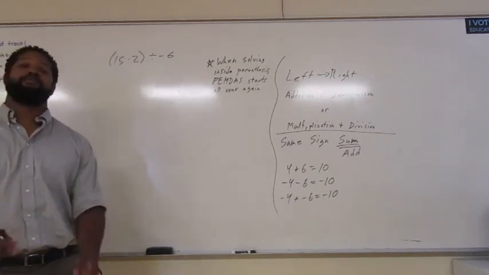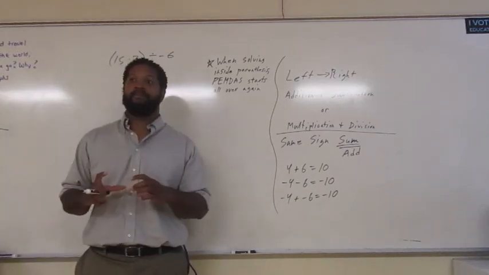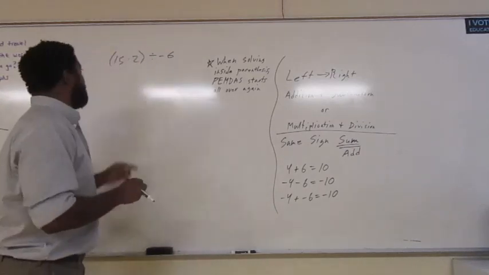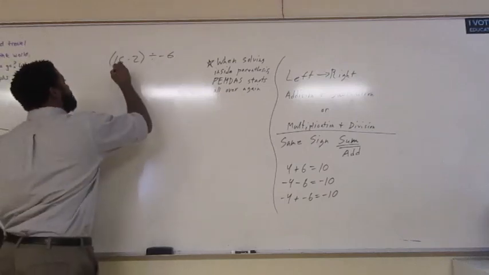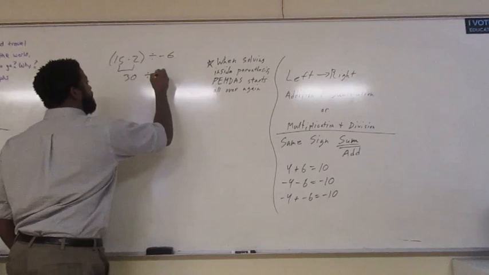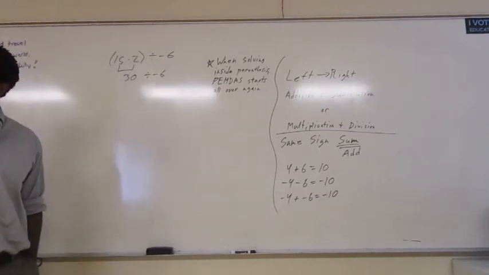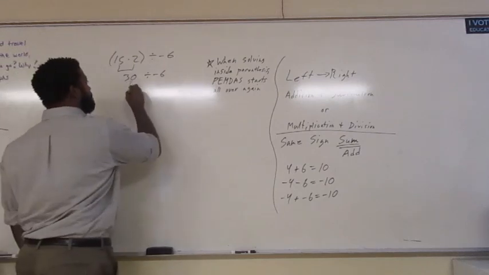And when you go inside parentheses, PEMDAS starts all over again, okay? All over. So, 15 times 2, 30. Bring down the division sign of negative 6. That would be negative 5. Good job.